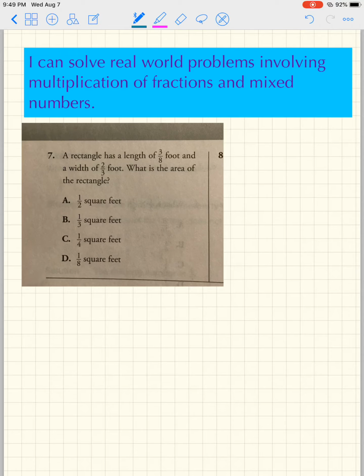So whenever we see the word area in a word problem, hopefully we remember multiply. So we're going to be multiplying 3/8 times 2/3. Multiply the numerators. 3 times 2 is 6. Multiply the denominators. 8 times 3 is 24.